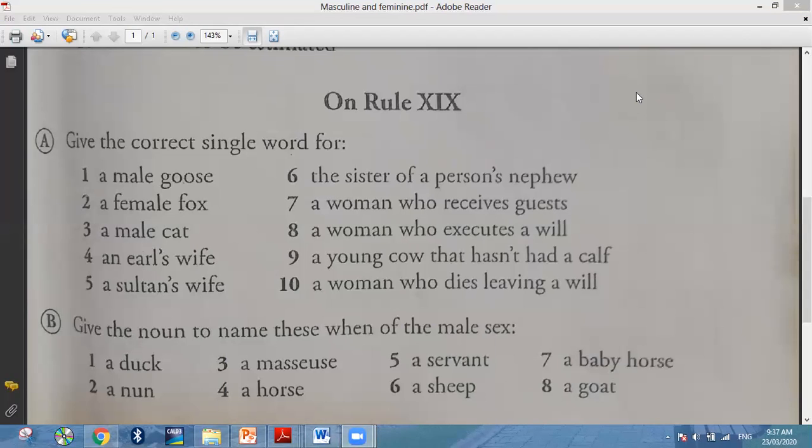Yahya? A male goose is a gander. Gander, that's right. Thanks, Yahya. You can write the answers beside it. Sumaya? A female fox is a vixen. Vixen, that's right. Kenzie? A male cat is a tom. Tom, that's right.